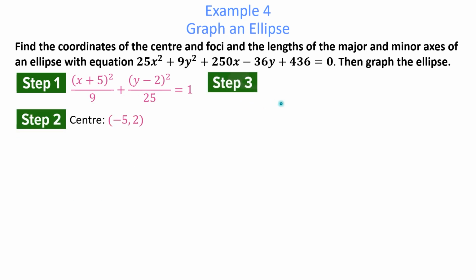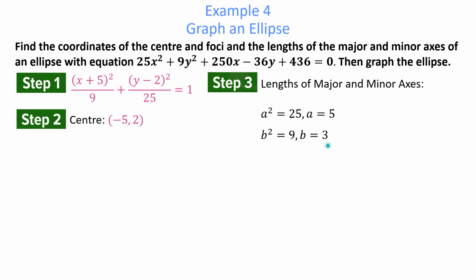Now for step 3, we want to find the lengths of the major and minor axes. So we can see that the largest denominator that we have here is 25. So this must mean a squared is equal to 25. Therefore, a equals 5, which means b squared must be equal to 9, and then b is equal to 3.